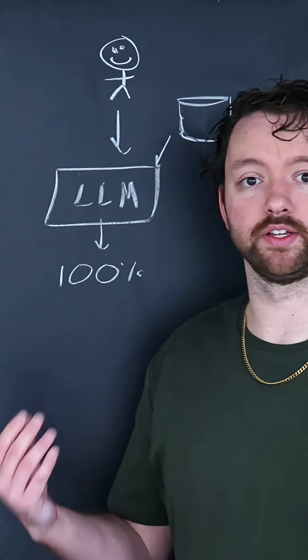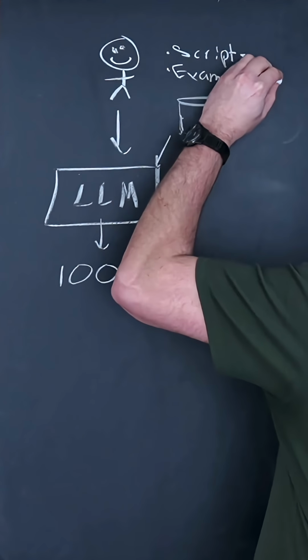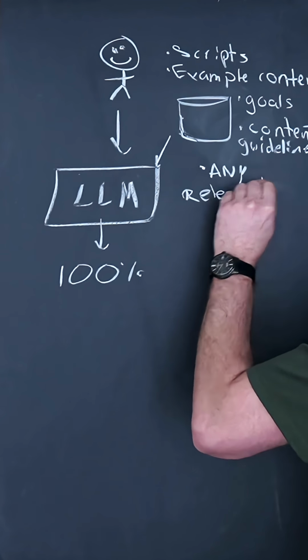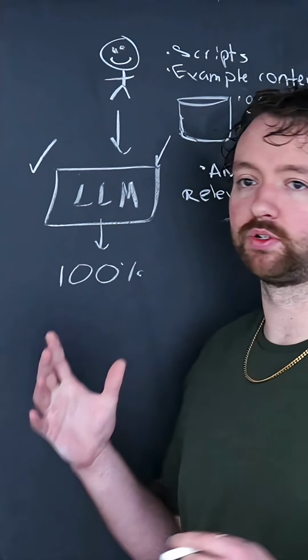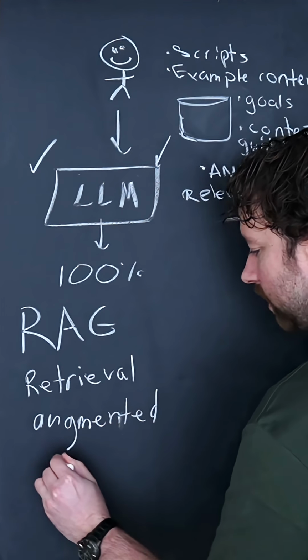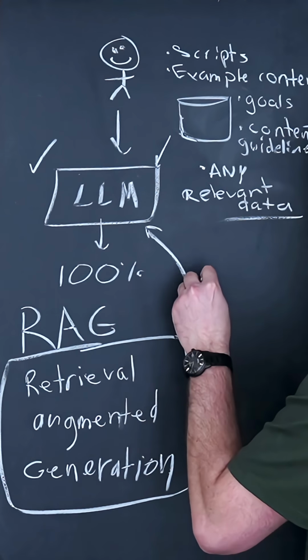An example of this is, let's say you are a content producer. You could put in this database scripts, example content, goals, content guidelines, and any relevant data. This is going to make the LLM so much more useful. This concept is called RAG, and is short for Retrieval Augmented Generation. And this is how you build a super AI that's intelligent with relevant information.